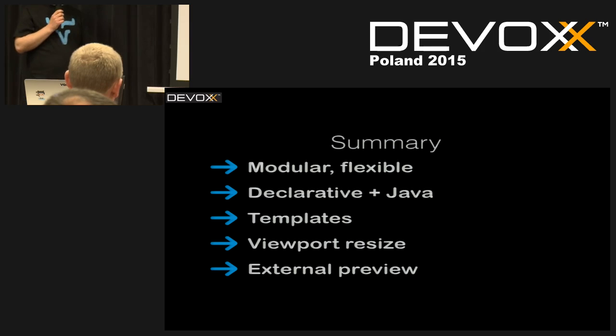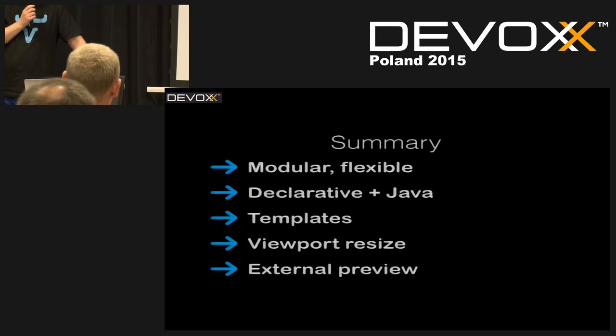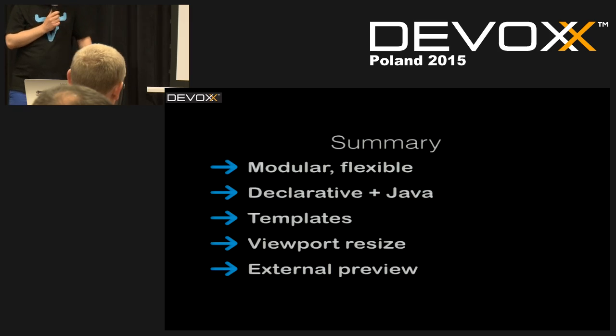We wanted the new designer to be modular, to be flexible. We wanted to use declarative syntax. That's something that a lot of people ask for. But we also need the Java file so that you can use the components that you added to the design. We were asked about templates, so we added some templates, and we're going to include more of them in the release version of the designer.